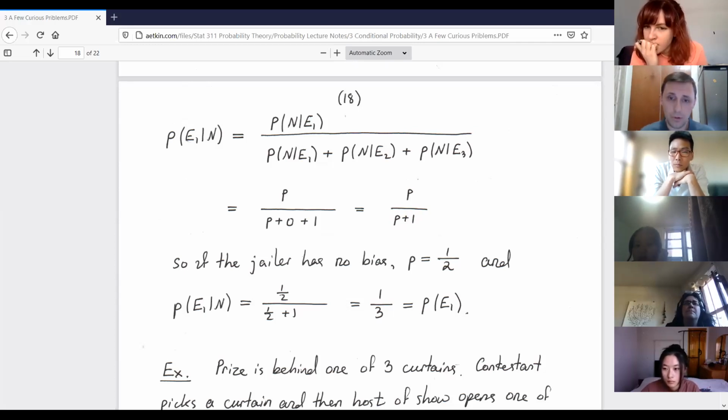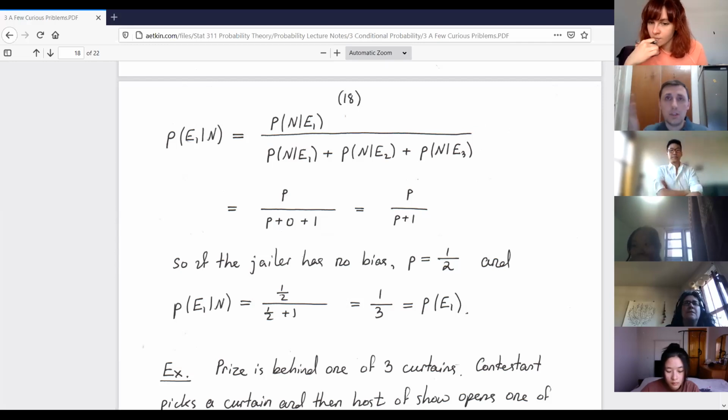Can I ask a question about this? Of course. So why was P of n given E3 equal to 1? Because the jailer has to mention one name, the jailer is constricted to mention either person number 2 or person number 3. Now, if person number 3 is to be executed, it cannot be named. So there is only one choice, right? There is no access to mentioning person 1. If person 3 is executed, then person 2 must be named. If person 2 is executed, person 3 must be named. But if person 1 is executed, there is a choice between person 2 and person 3.